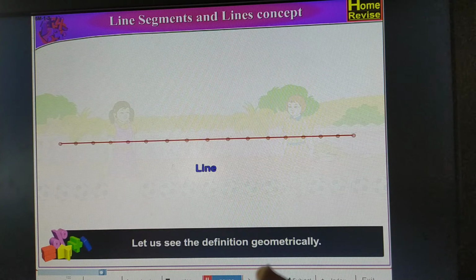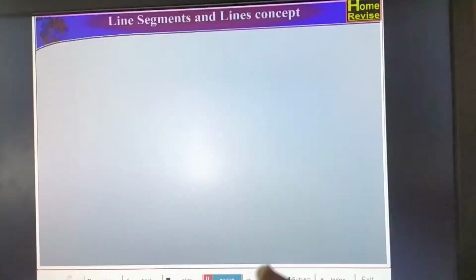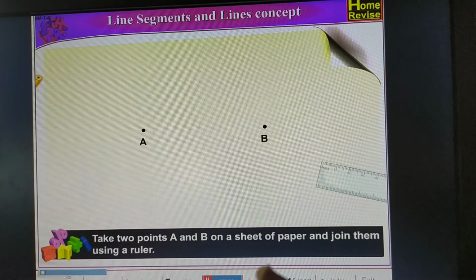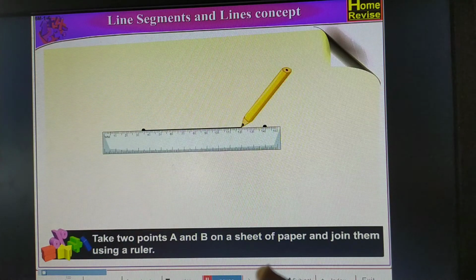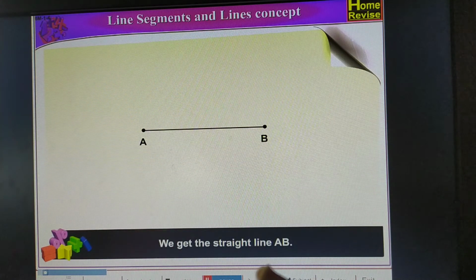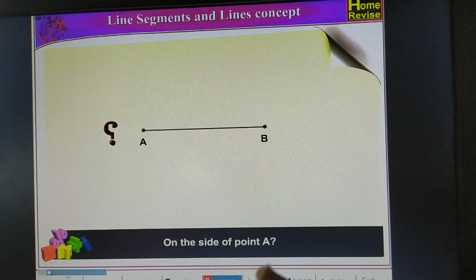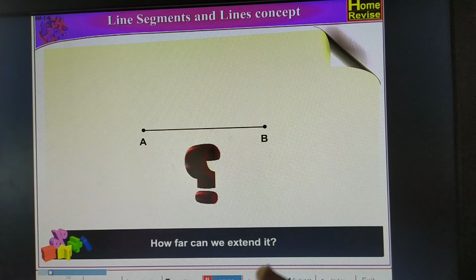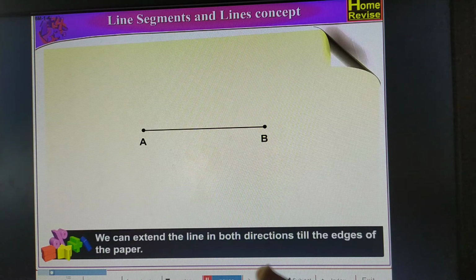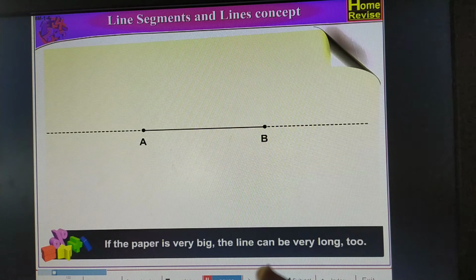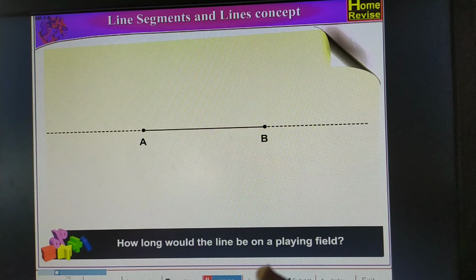Let us see the definition geometrically. Take 2 points A and B on a sheet of paper and join them using a ruler. We get the straight line AB. Can we extend this line further on the side of B or on the side of point A? How far can we extend it? We can extend the line in both directions till the edges of the paper. If the paper is very big, the line can be very long too.